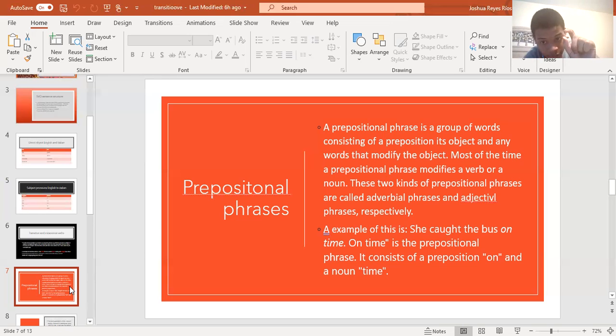On time is a prepositional phrase. It consists of a preposition, on, and a noun, time. See, the preposition on needs a little bit of help. So time helps it, modifies it, so it actually makes sense. So whatever you're writing makes sense with it. See, on, you don't understand. But when you add time, on time, so she made it. All right, next slide.